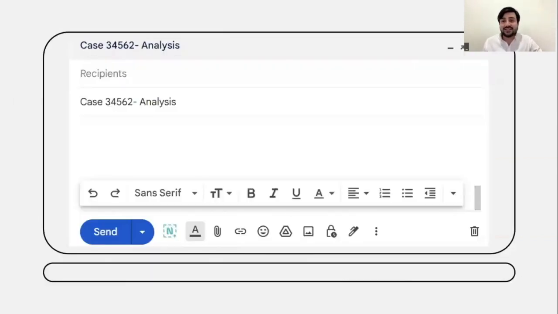Let's take a look at this. As you can see in this example, you have "Case 34562 analysis." This follows the conventions previously mentioned. Once you have written this part in the subject line, you can move on to the greeting.